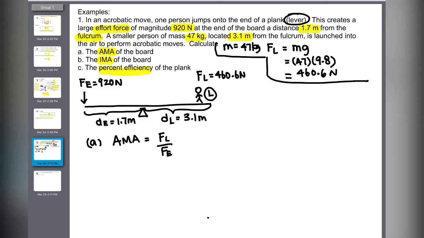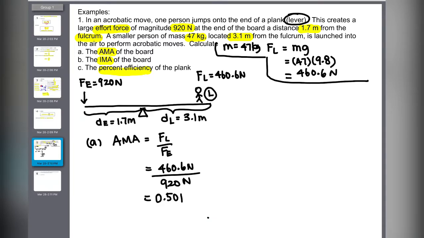Okay, so throw your numbers in. FL is 460.6 and FE is 920. So 460.6 divided by 920, 0.501. It doesn't have a unit, because both are Newtons, so Newton divided by Newton cancels out. So there's no unit for the AMA as well as the IMA. We're going to see that afterwards.